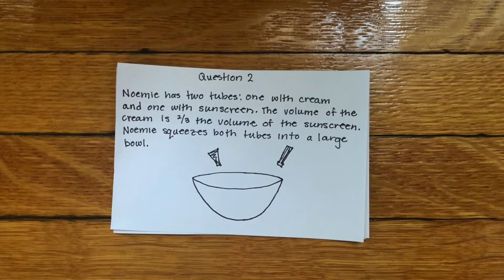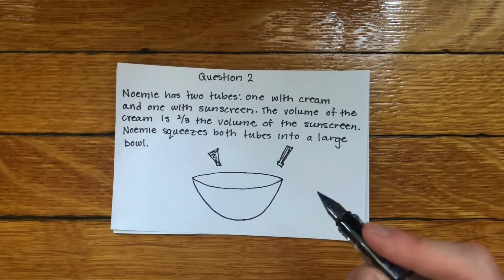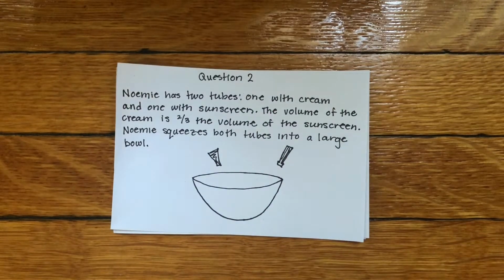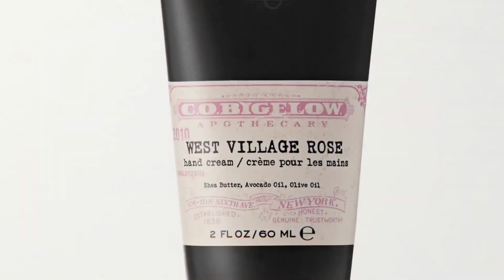So the basic idea, and I tried to draw it and I did a terrible job, is that there's a tube of sunscreen and a tube of cream, and you squeeze them both into a big bowl and then mix them all together. One important thing to keep in mind is the volume of the cream is 2/3 of the volume of the sunscreen. I don't have the exact photo of the cream and sunscreen that Noemie made this problem up about, but I wanted to give you a bit of a visual example.